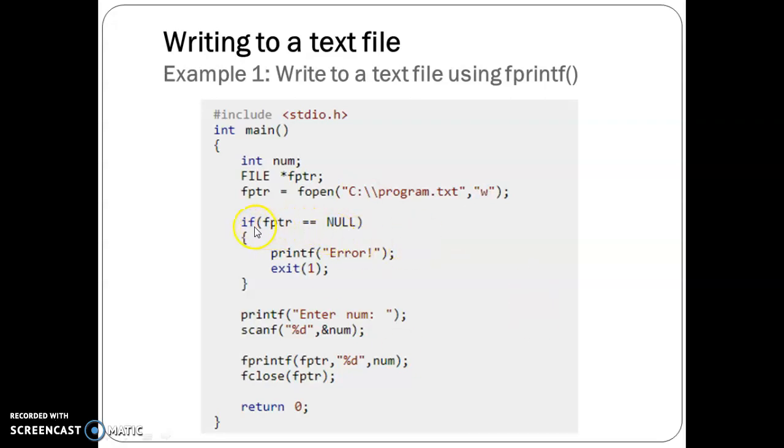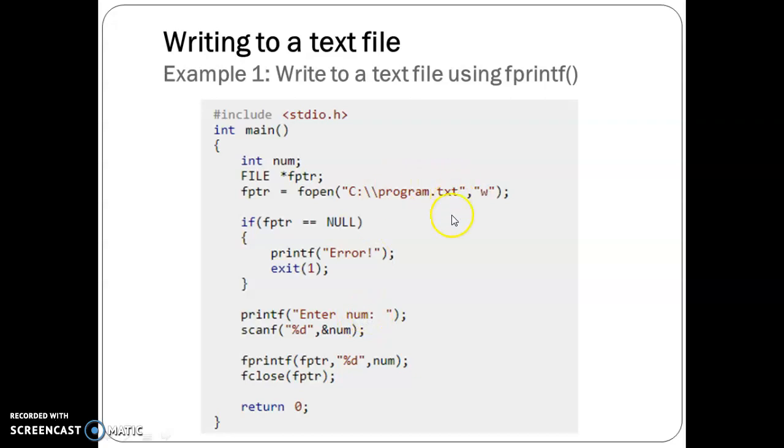Then first it is going to check if the file pointer is equal to null. That means it is going to check whether the program.txt file is present on your system or not. If it is null, then it will throw an error, right? And it will come out of this if loop.